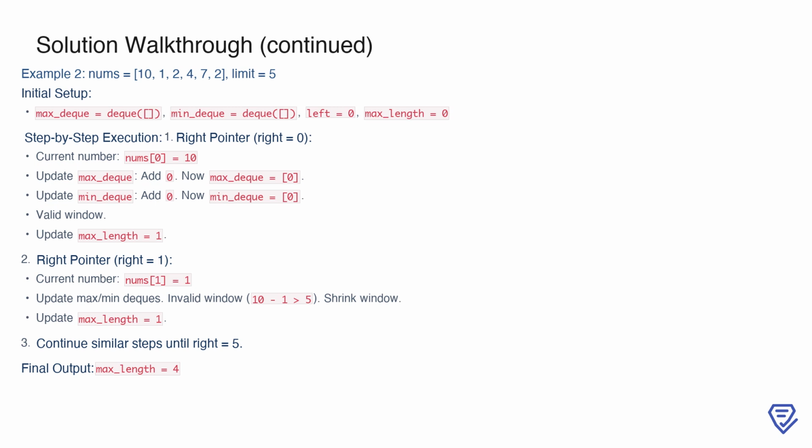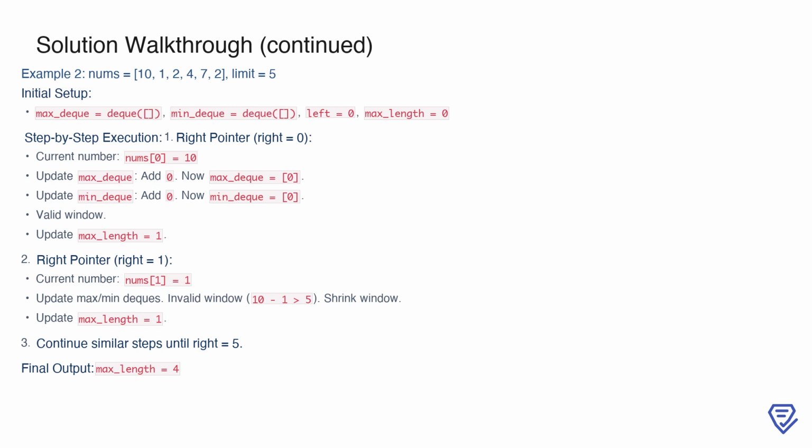At right equals 1, the current number is 1. We update the deques accordingly. For max_deque, 10 remains the maximum, while for min_deque, we remove the index of 10 and add the index of 1. However, the absolute difference between 10 and 1 exceeds the limit, so the window is no longer valid.